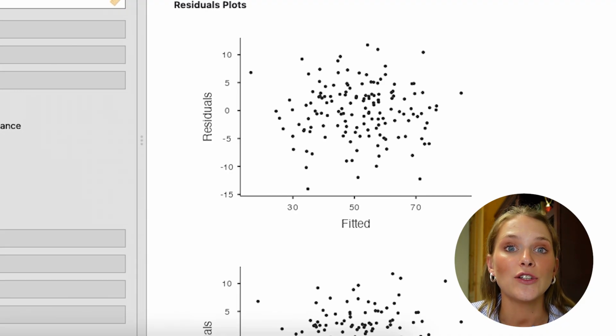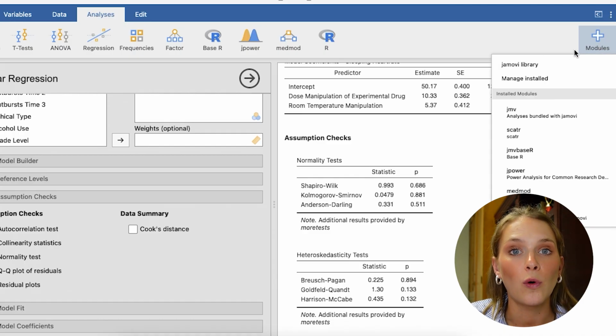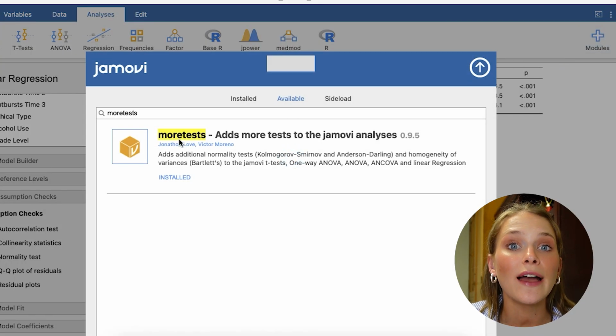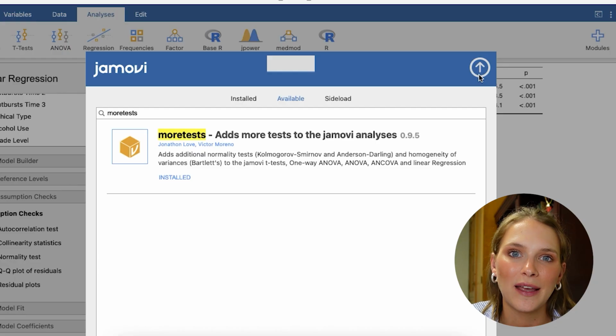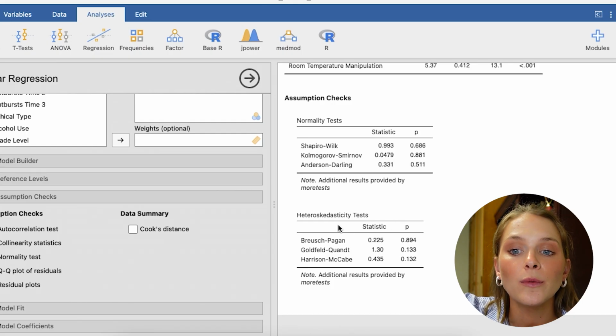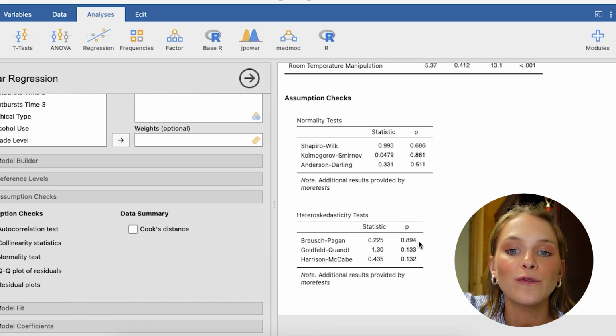And so what I like to do is in Jamovi, you can go to modules and then you can type in more tests and you can add that module to your Jamovi library. When you do that, you'll have access to even more tests for your assumptions, and that makes life a whole lot easier when it comes to examining heteroscedasticity. So if you do that, when you select for the normality test, Jamovi will also bring up a test for heteroscedasticity, and we can take a look at the p-value for something called the Breusch Pagan test.